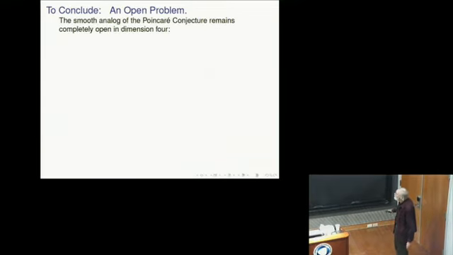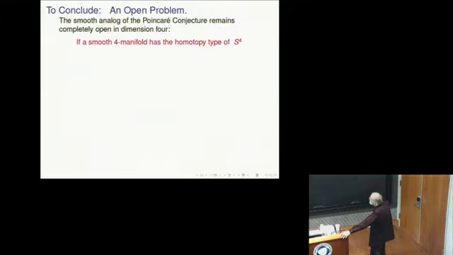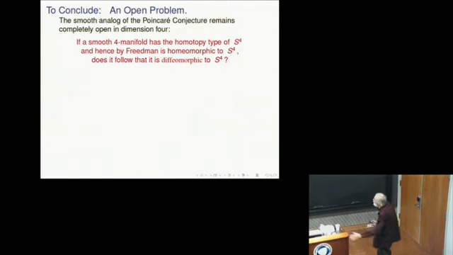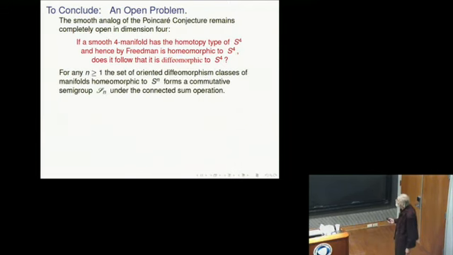Well, let me just conclude that there's a lot one doesn't know about 4-manifolds. The problem is that smooth 4-manifolds are still very difficult objects to study. So the Poincaré problem for smooth 4-manifolds is completely open.